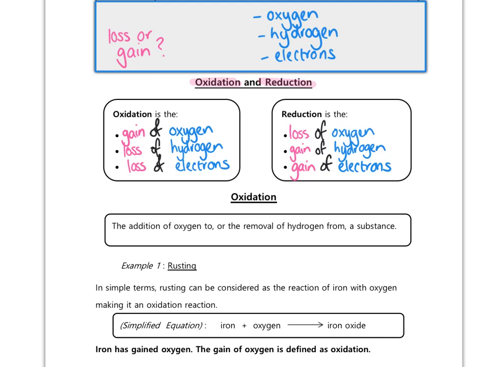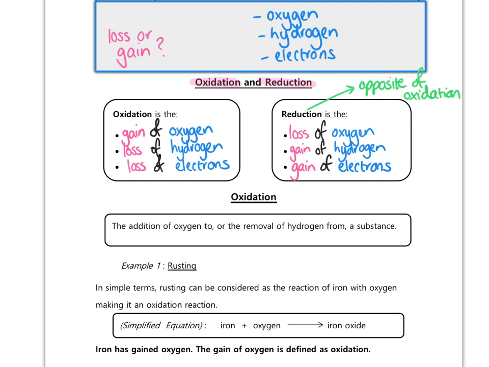So it's really important that you learn them in terms of oxygen, hydrogen and electrons, and whether it's the loss or the gain. But essentially if you learn it for oxidation, then you can see that reduction is the opposite. So if I know that oxidation is the gain of oxygen, the loss of hydrogen and the loss of electrons, I know that reduction, being the opposite of oxidation, is the loss of oxygen, the gain of hydrogen and the gain of electrons. So for a chemical reaction, you have to be able to identify whether it is oxidation that is happening or reduction that is happening.